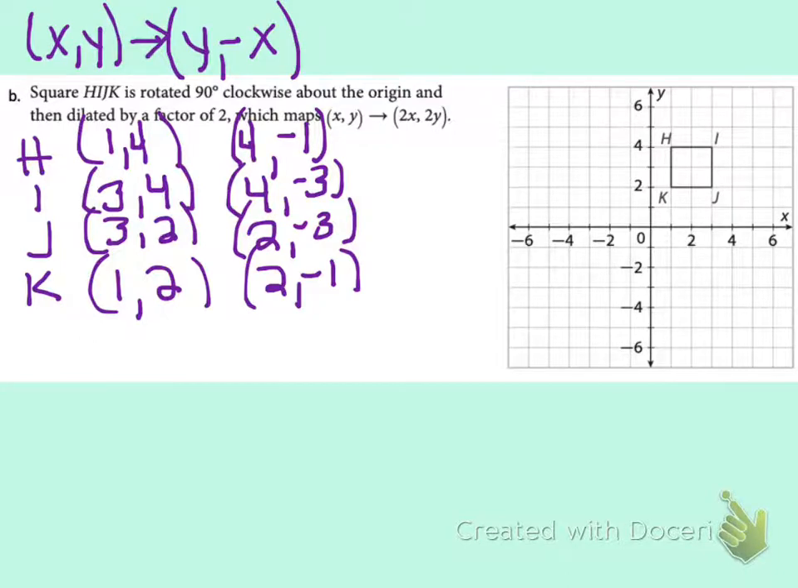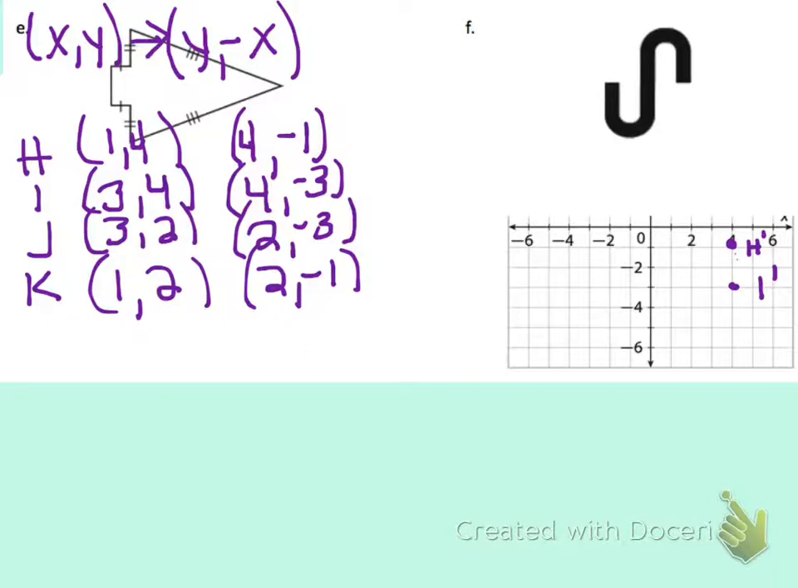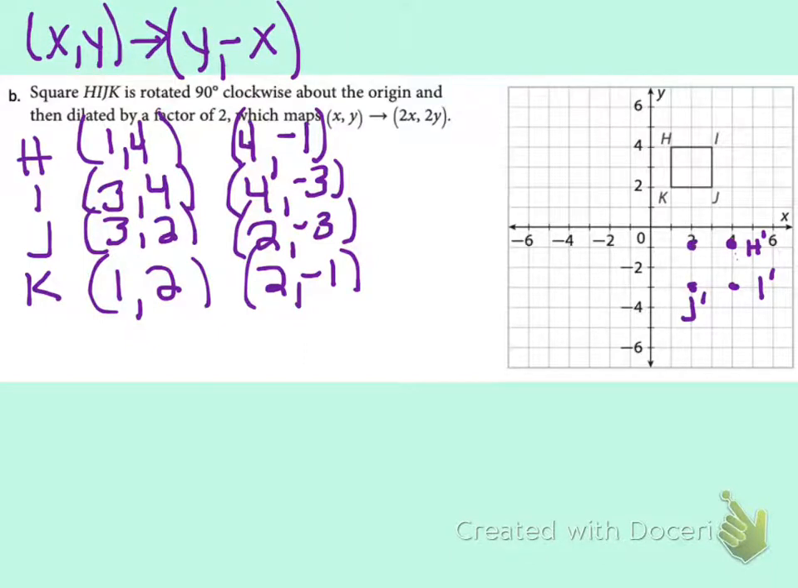So real quick, let's plot that. 4, negative 1. This is where H prime is. Then 4, negative 3, which would be I prime. And then J prime is at 2, -3, which is right here. And 2, -1 is where K prime is. And then all I'm going to do is connect them, and we'll see our square that's been rotated 90 degrees clockwise.